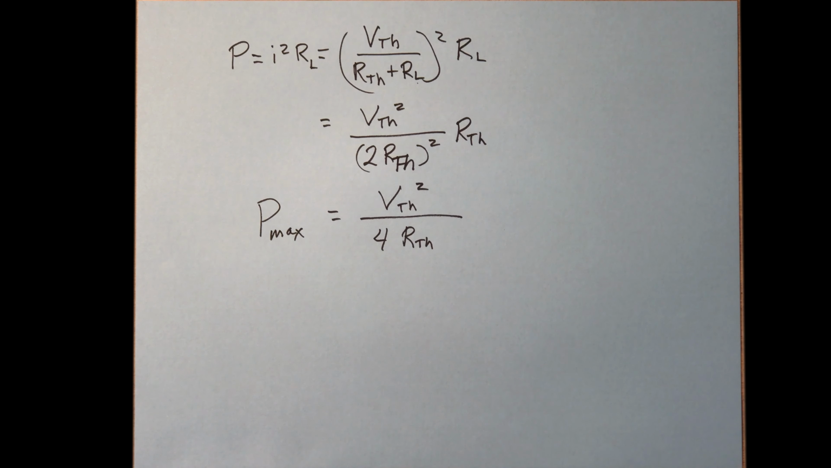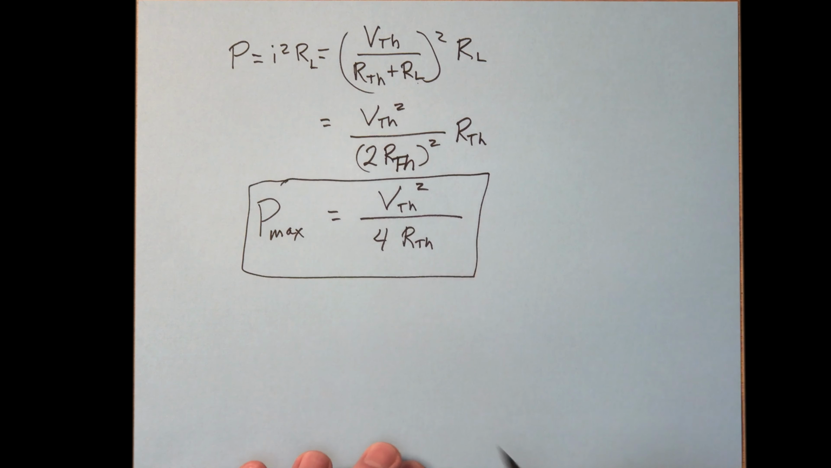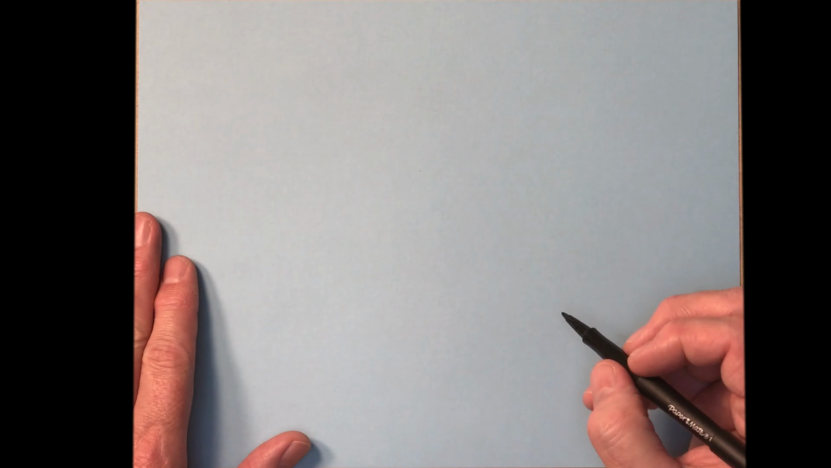your load is equal to your Thevenin equivalent resistance. That means that if you have the ability to adjust the load resistance, you can adjust it so that it matches the Thevenin resistance, and then you're going to have the maximum power transferred. And the maximum power that can be transferred is going to be this right here for your specific circuit. All right, let's use this information then to work a problem.